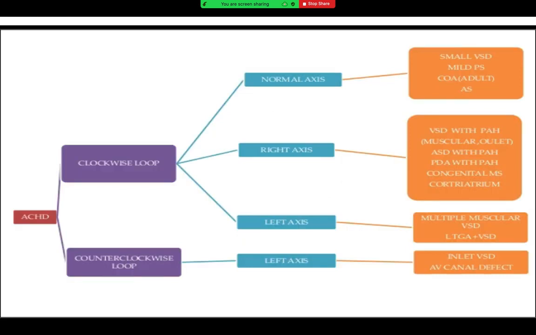So what happens in the CHDs with the clockwise loop or the counterclockwise loop? If it is a counterclockwise loop and the axis is left-sided, most commonly it can be inlet VSD or AV canal defects. Similarly, if you notice there is a clockwise loop and a normal axis, then most likely it can be a small VSD or mild PS or coarctation of the aorta as well. Similarly, for the left axis, it can be multiple muscular VSD, okay, with LTGA.